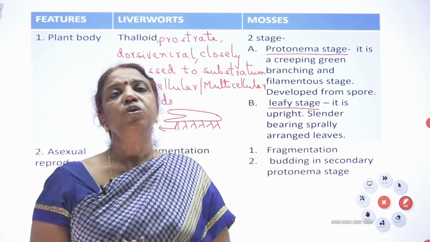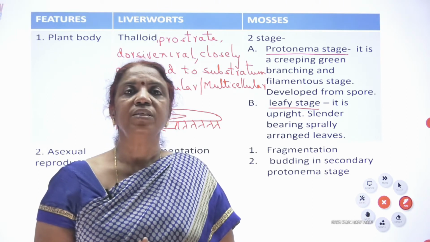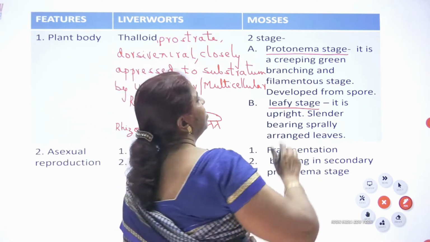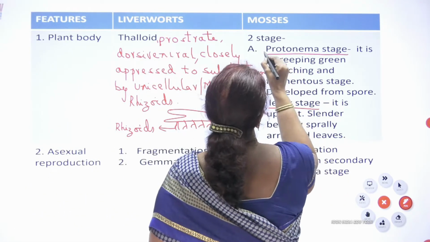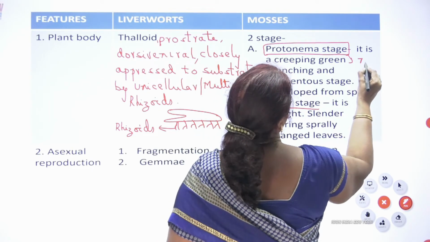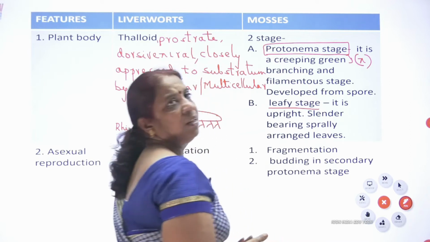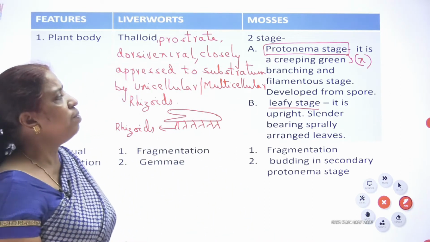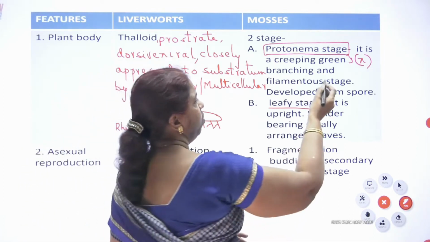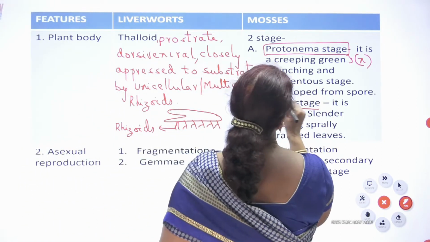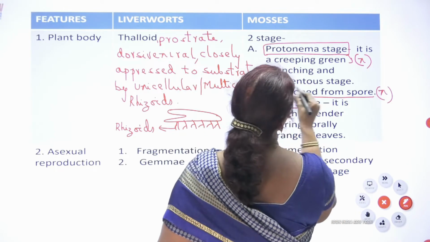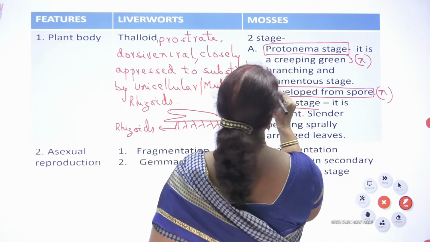The protonema is always haploid. It always develops from a spore only. So the protonema stage is a haploid stage. It is a creeping, green, branched and filamentous stage. Because the spore is haploid, the protonema is a haploid stage.